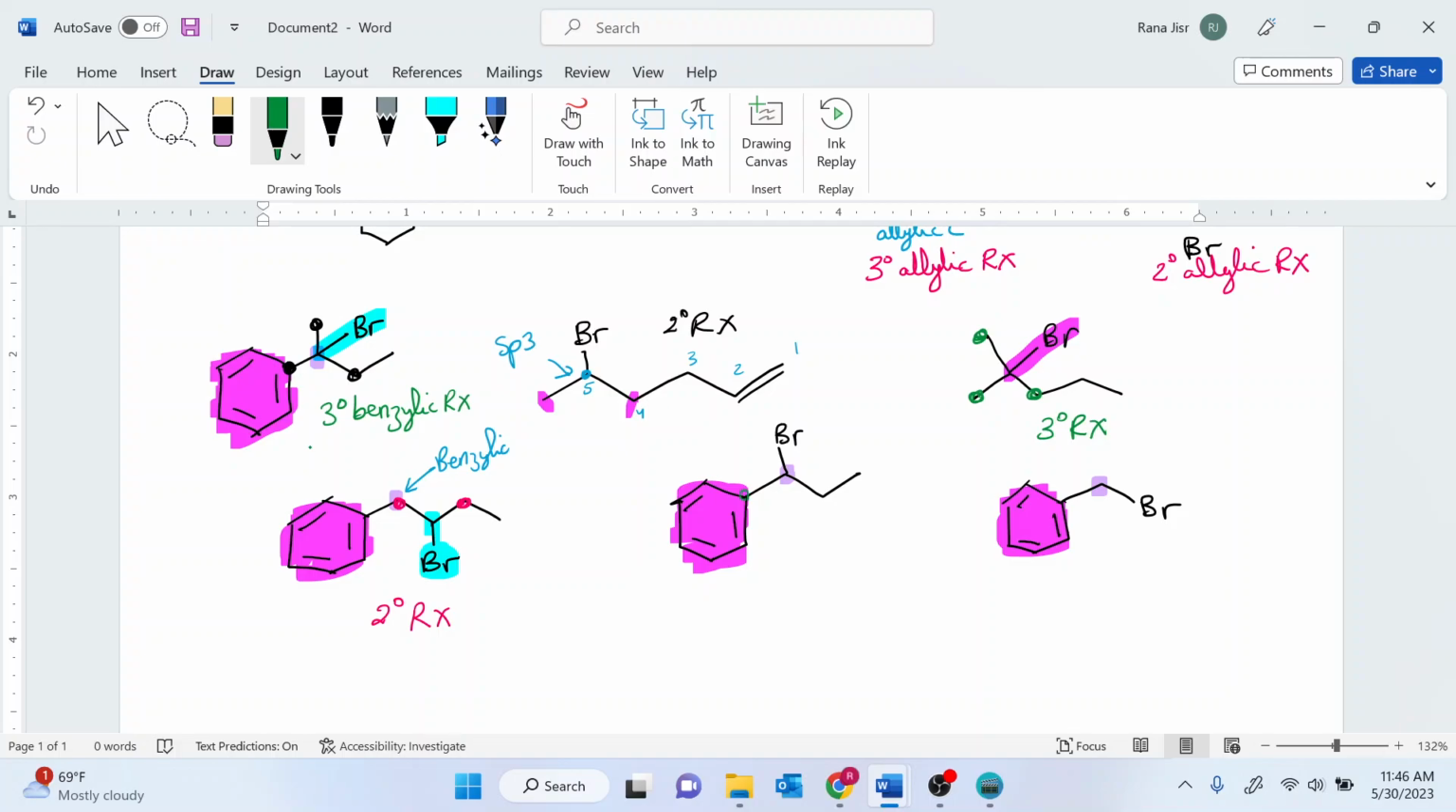This one is going to be a secondary benzylic alkyl halide or alkyl bromide. And this one over here, this is the benzylic carbon that is connected to the bromine, and it's connected to one carbon. So it's going to be a primary benzylic alkyl bromide.